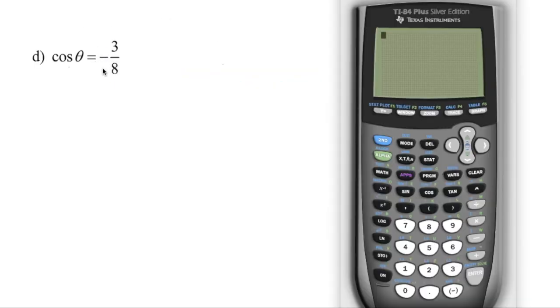Now, if we have a negative ratio, when we're entering this into our calculator, in order to determine that reference angle, we're actually going to ignore putting that negative sign in because some calculators get kind of finicky with that negative. So what you're going to do is just get that reference angle first of all.